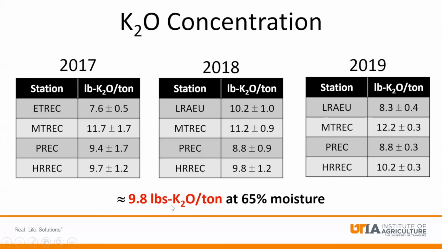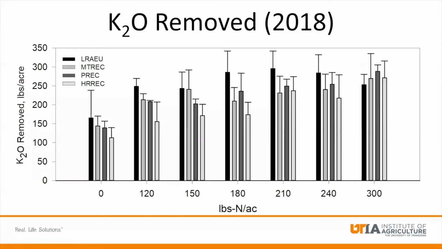The average being 9.8 pounds of K2O per ton at 65% moisture. Again, looking at the concentration multiplied by the yield, and assuming that we're fertilizing with 180 pounds of nitrogen per acre, you can see that the potassium removal rates are very high, between 200 and 300 pounds per acre.